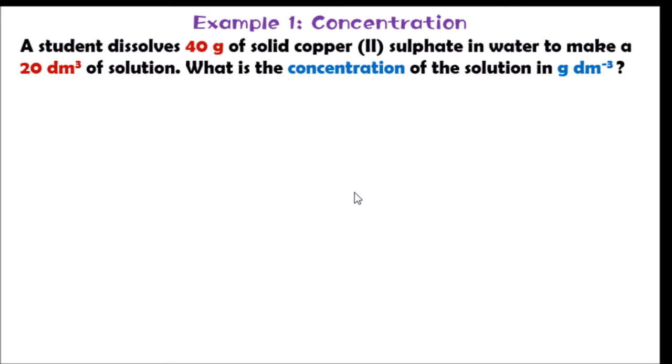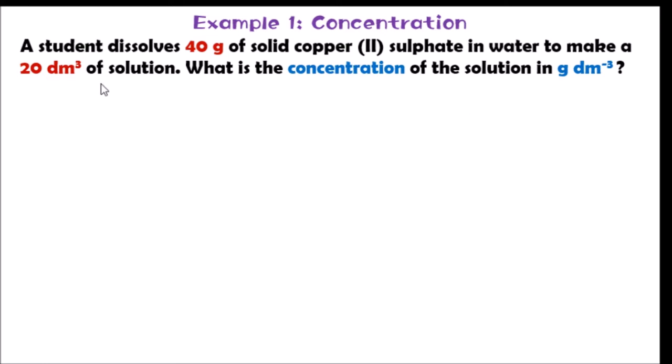Okay, now it's example 1, concentration. A student dissolves 40 grams of solid copper(II) sulfate in water to make a 20 dm³ solution. What is the concentration of the solution in gram per dm³?